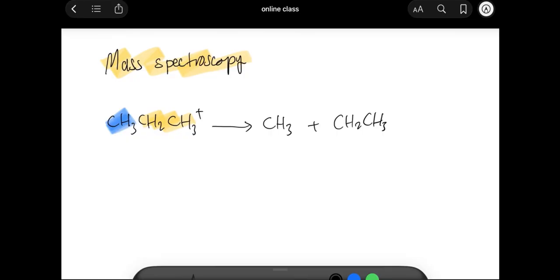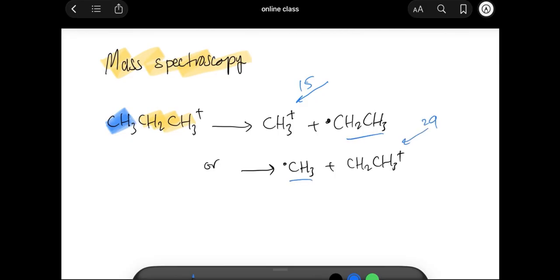One of them is going to be a radical, and one of them is going to be a positively charged species. So we could give this one the positive charge and this one a radical from the carbon side, or we could have a radical of CH3 and CH2, CH3 positive. At that point, we will have a peak at 15 and another peak at 29. And there is no peak for these radicals because they are neutral, they have no charge, and that's why they're not affected by the magnetic and electric field in the mass spectroscopy instrument.